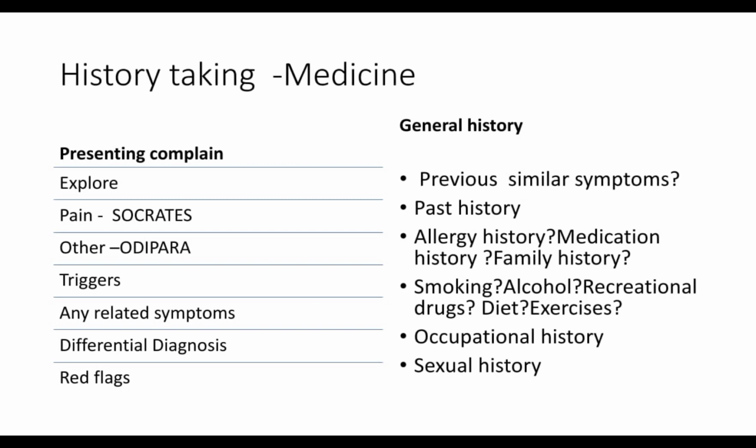Optionally, you can ask about the smoking, alcohol, recreational drugs, and about the diet and exercise of your patient. Also about the sexual life, occupational history, as well as travel history. If this is a female patient, try to ask about the periods, then whether she's using any contraceptive pills or whether she's pregnant, as well as whether she had undergone a pap smear if she is more than 25 years of age. So this gives you a good understanding about the general history.